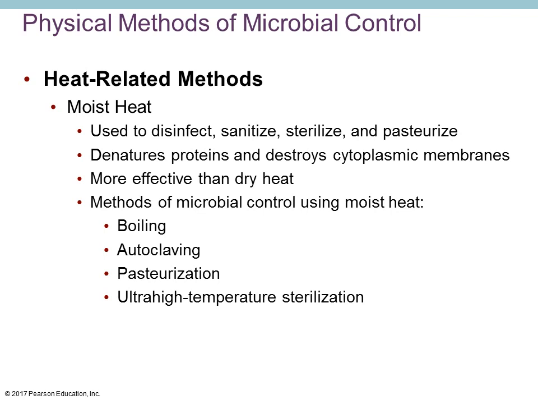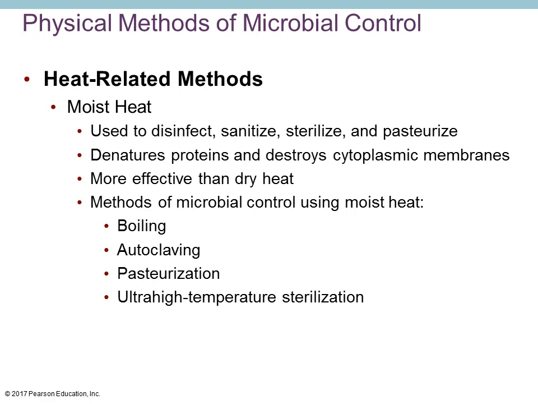Moist heat. This is probably one of the most common ones. We use it to disinfect, to sanitize, sterilize, and pasteurize. And remember, from the very beginning table, those are not the same thing. Once again, moist heat is going to help denature proteins. It's going to destroy that cell membrane. Moist heat usually is much more effective than dry heat.